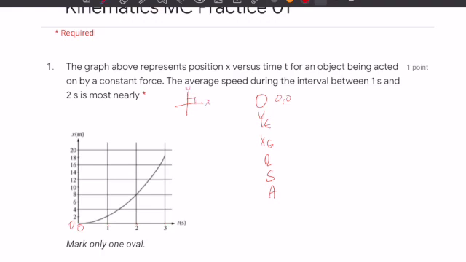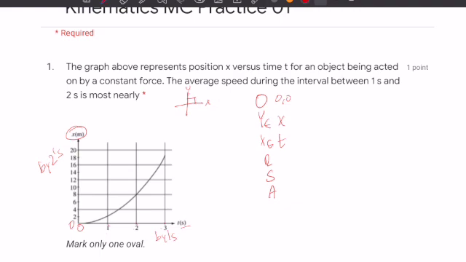Then we look at the y-axis. It's position in meters, and the scale is it goes by 2s. There are no error bars. The x-axis is time, and it's in seconds, a normal unit, and it's an even scale. It goes by 1, so this is a very simple graph.